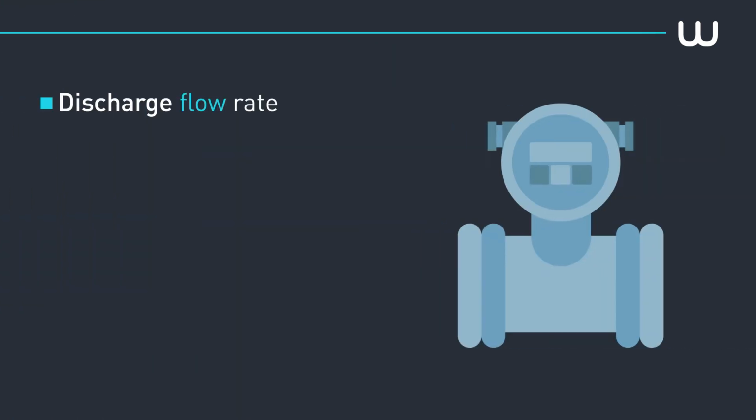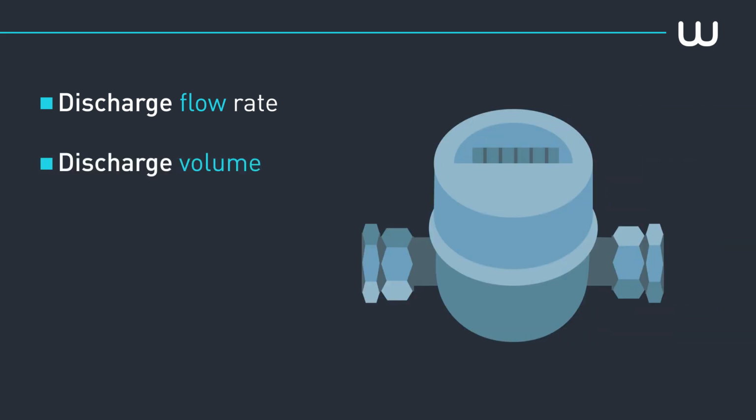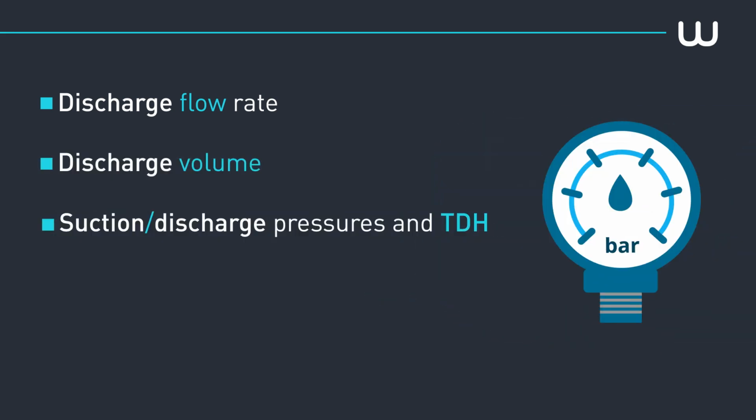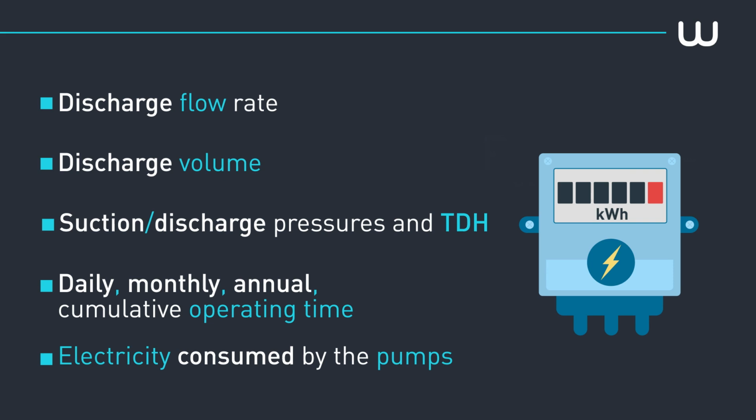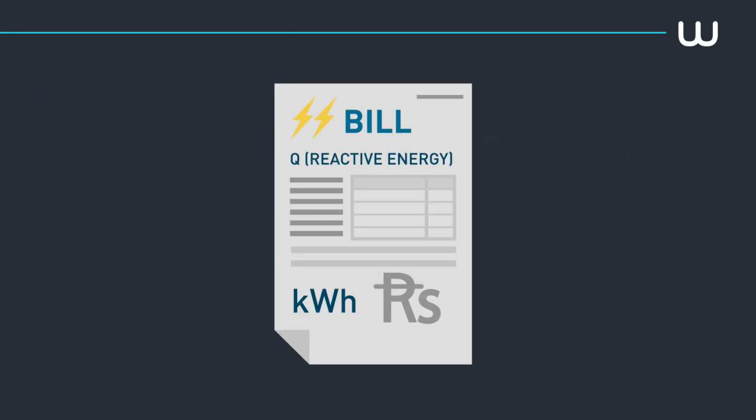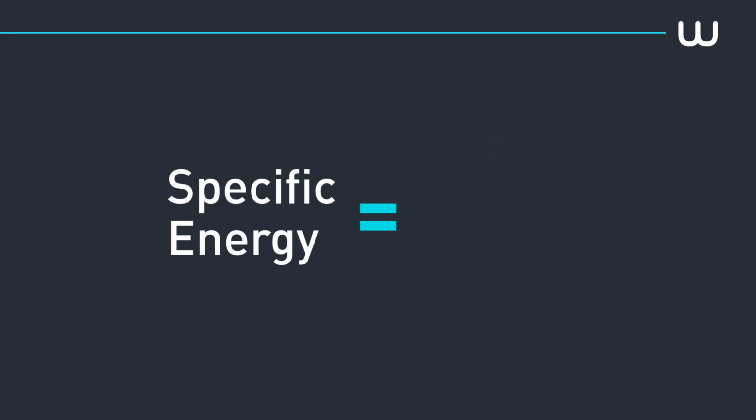These include the discharge flow rate, the discharge volume, the suction and discharge pressures, as well as the pump's total dynamic head, or TDH, the pump's daily, monthly, and annual cumulative operating time, and the electricity consumed by the pumps, as well as several electrical parameters such as voltage and current, the price per kilowatt hour and of reactive energy as billed by electricity suppliers of the site. Thanks to these parameters, the true efficiency can be determined as well as each pump's specific energy.